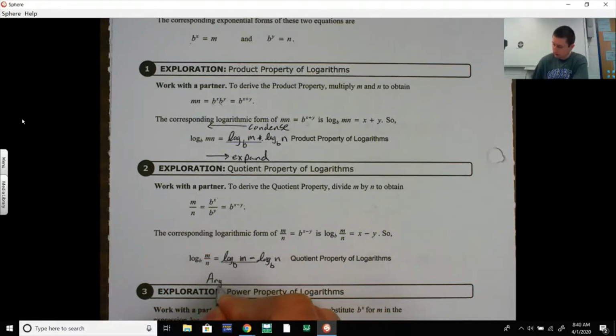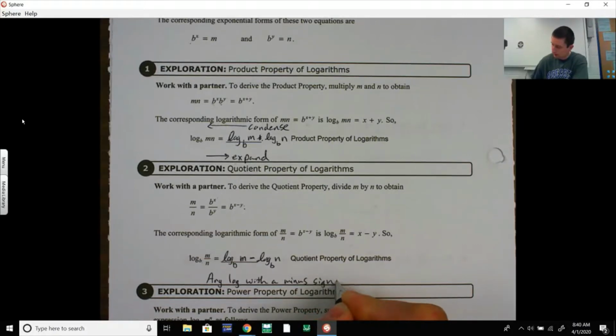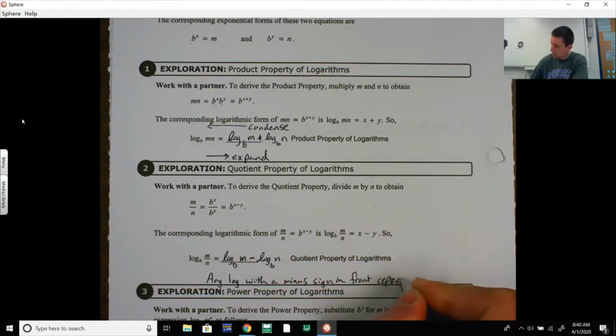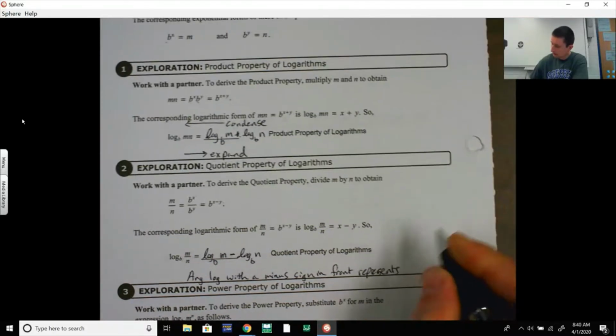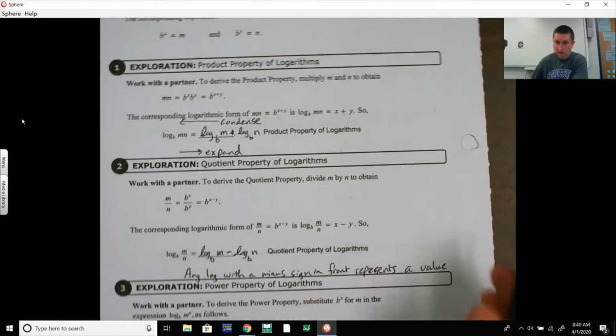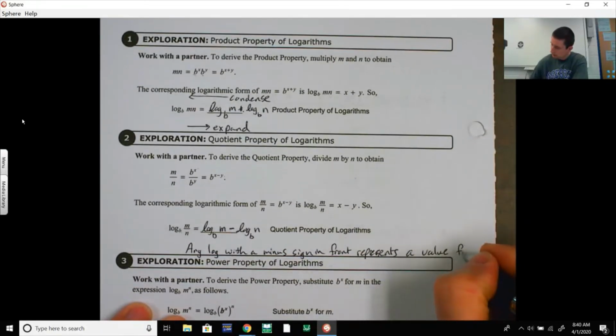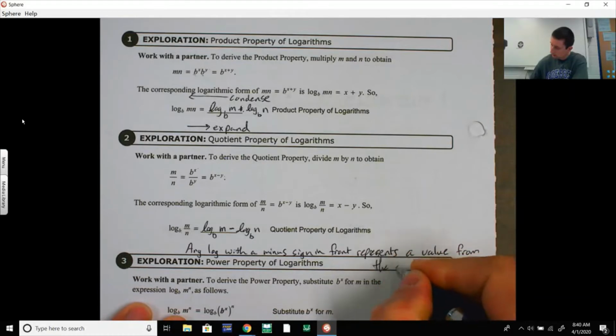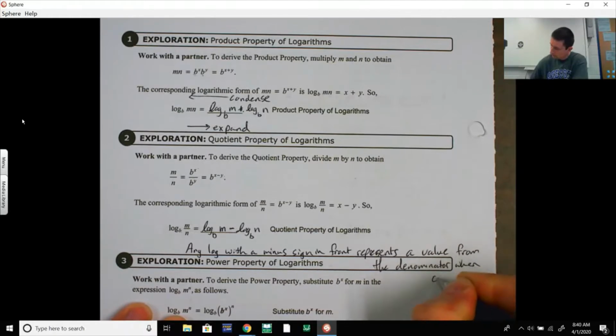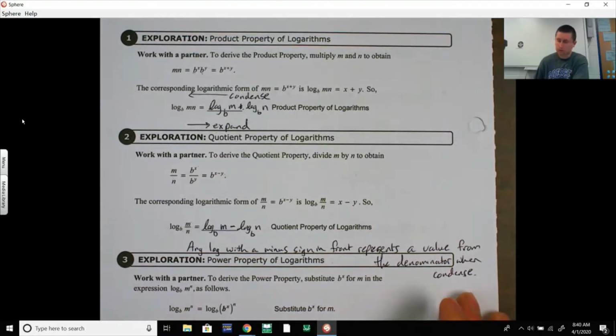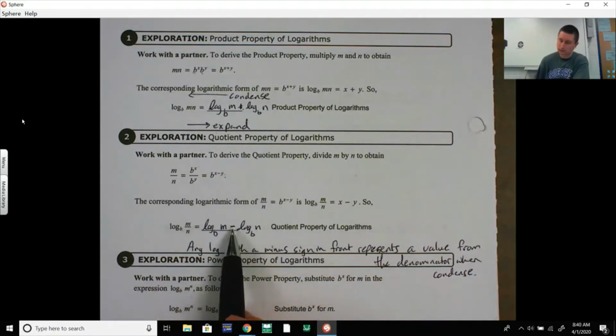So any log with a minus sign in front represents a value from the denominator when we condense it. So things from the bottom are things that represent a minus sign because it's a negative exponent.